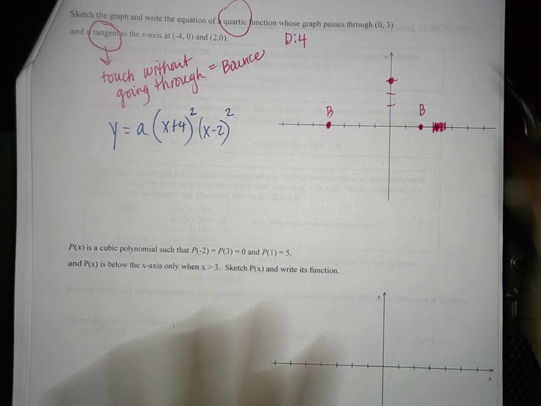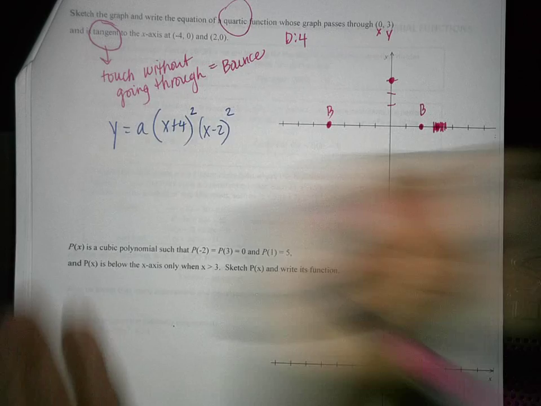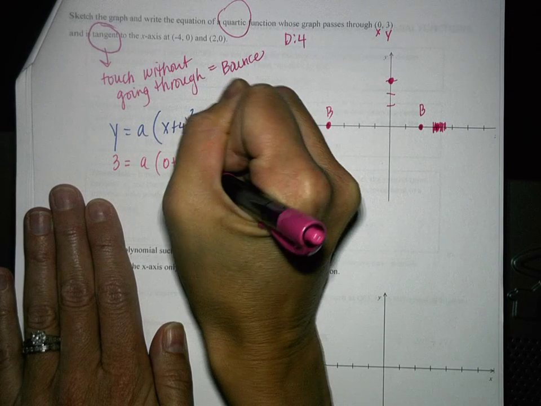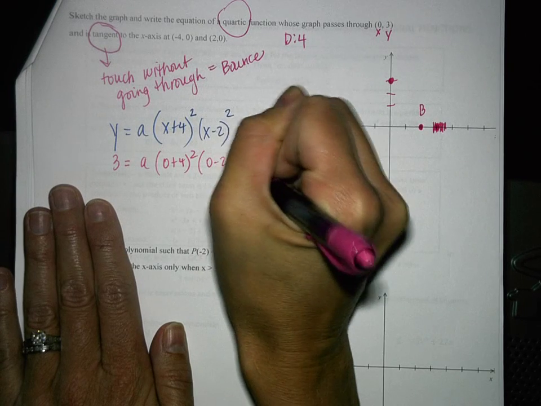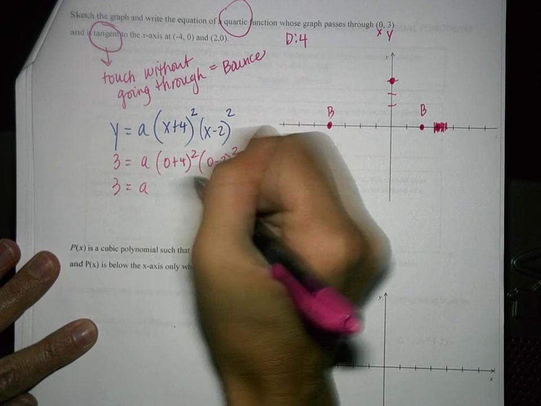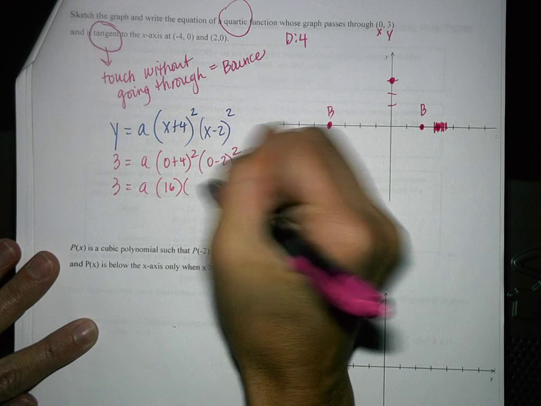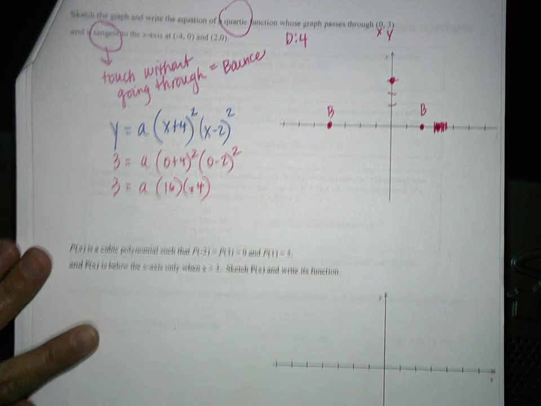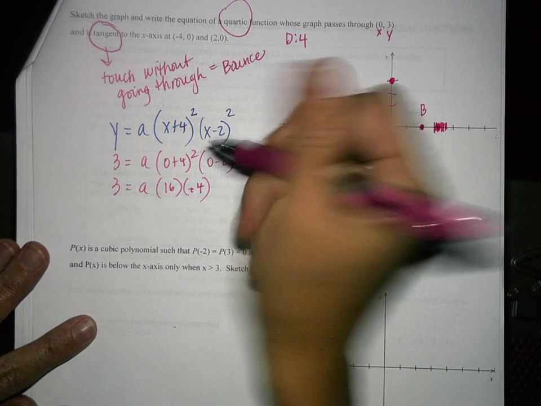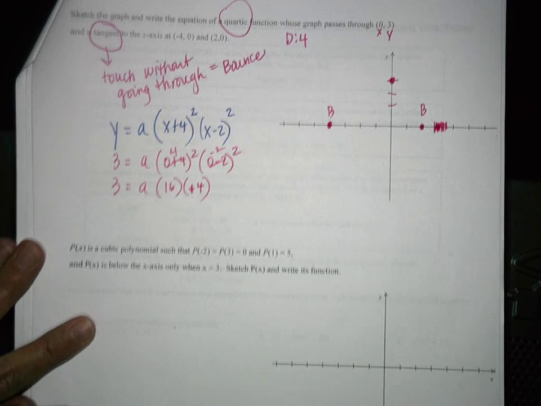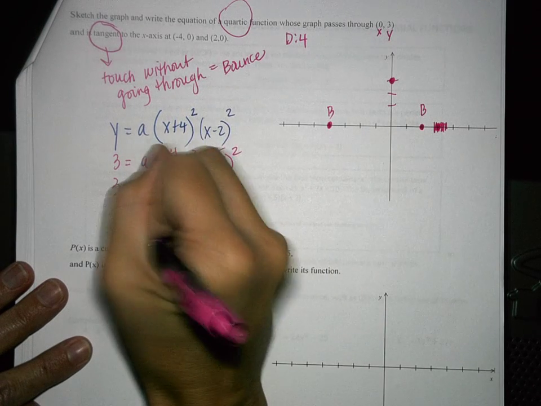My 0, 3. This is my x, this is my y. 3 equals a times 0 plus 4 squared times 0 minus 2 squared. We end up with 3 equals a times 16 times 4, right? Negative 2 squared. This right here is a 4. This right here is negative 2, but you square it and it makes a positive 4. What's 16 times 4? So 3 equals 64a.